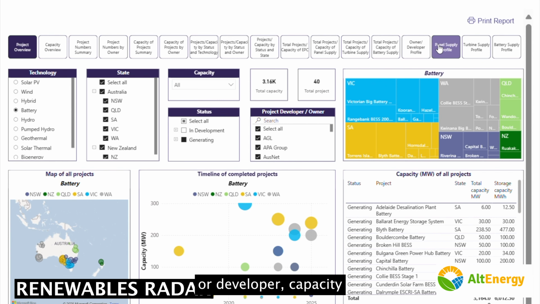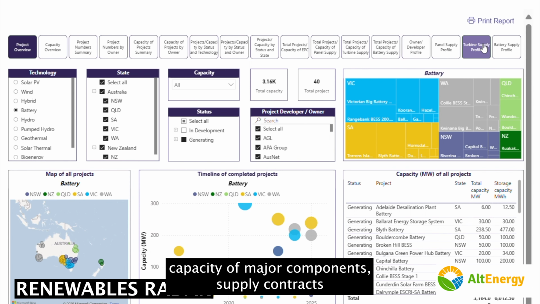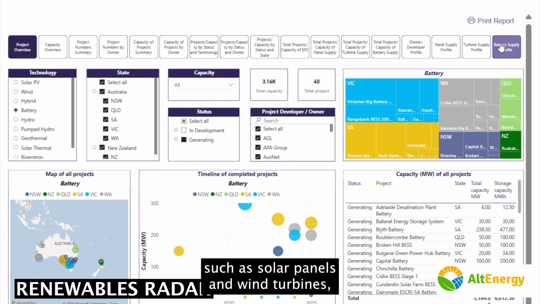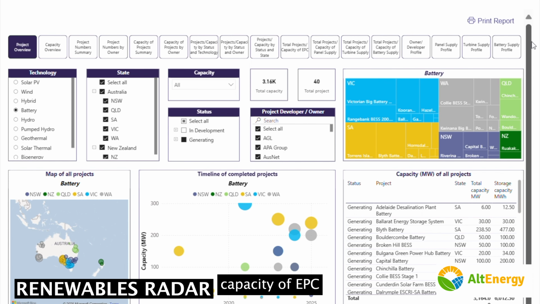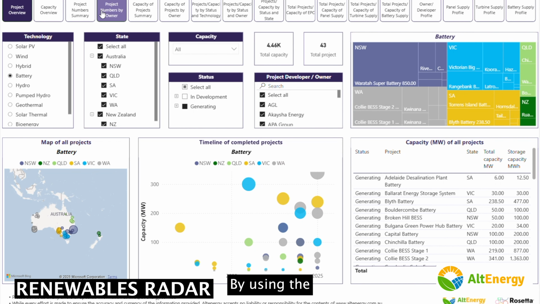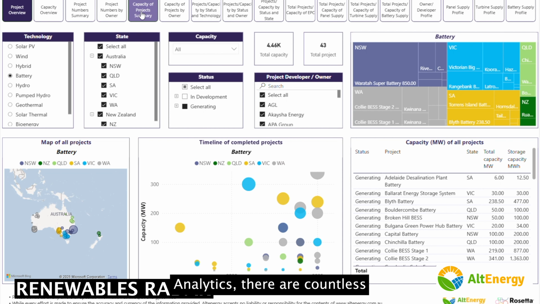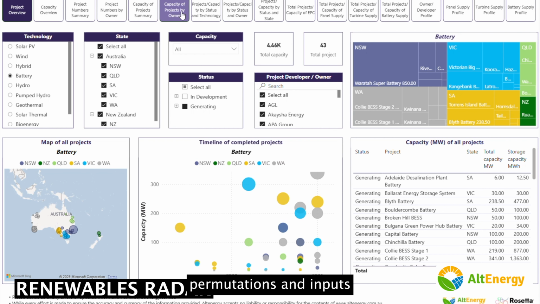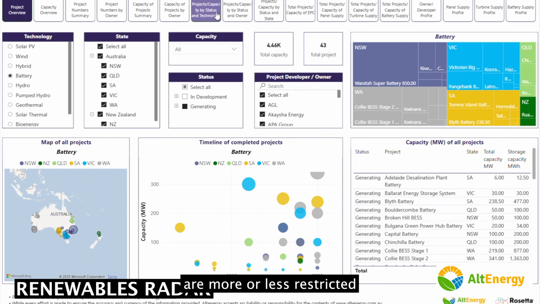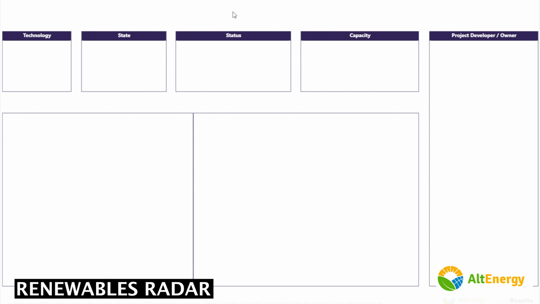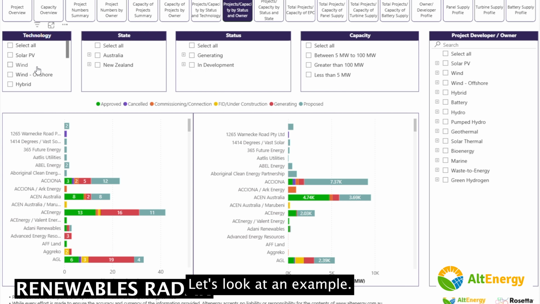by owner or developer, capacity of generating projects by owner, capacity of major component supply contracts such as solar panels and wind turbines, capacity of EPC or lead contractor assignments. By using the magic supplied by Rosetta Analytics, there are countless permutations and inputs are, more or less, restricted only by the user's imagination. Let's look at an example.